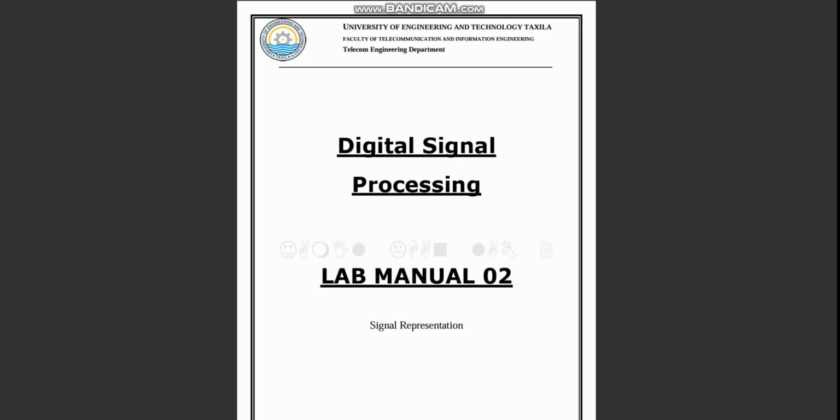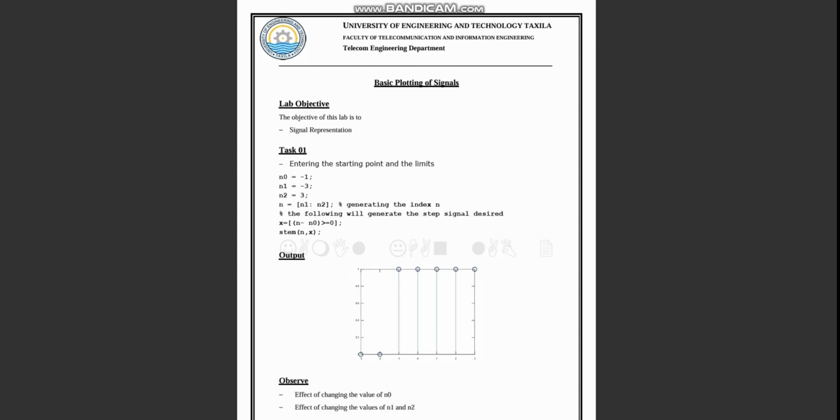Today I will be discussing lab number 2 of the subject digital signal processing, and the lab title is signal representation. The lab objective is signal representation.